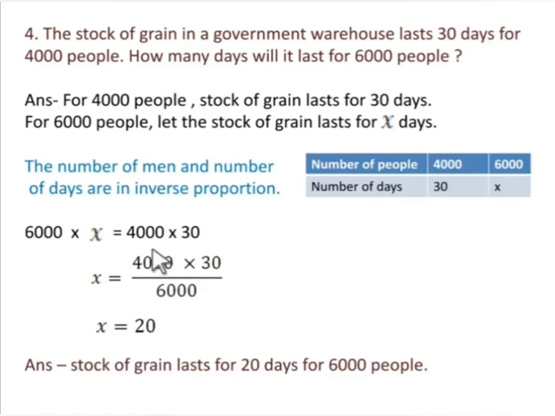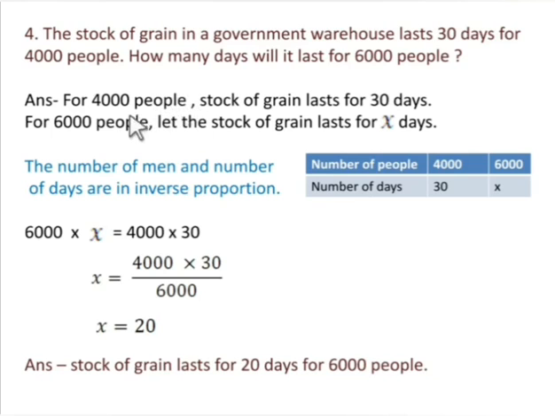Now example number 4. The stock of grain in a government warehouse lasts 30 days for 4,000 people. How many days will it last for 6,000 people? Now here, children, you know the warehouse. What is a warehouse? The place where the grains are stored. Here it is a government warehouse where the stock of grain is stored. That stock of grain lasts for 30 days for 4,000 people. Now if the number of people increases, you have to find the time for which the stock of grain will last for them.